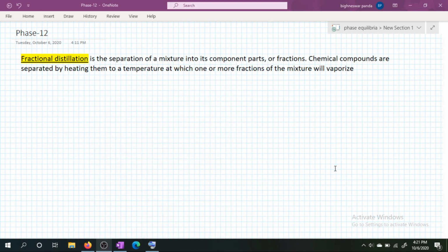In the previous class, we have already discussed what the Gibbs-Duhem-Margulis equation is. Now we are going to discuss the application of the Gibbs-Duhem-Margulis equation, that is fractional distillation of binary solution.